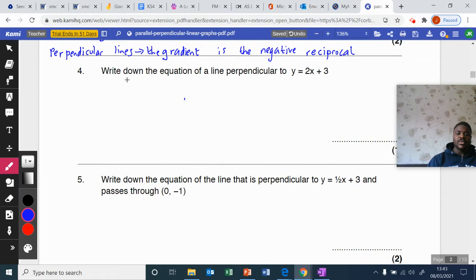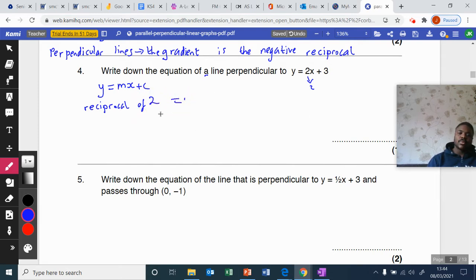So we want to write down the equation of a line perpendicular to y equals 2x plus 3. So we know our line is going to be of the form y equals mx plus c. And we see here that the gradient is equal to 2. We want to find the reciprocal of 2, first of all. The reciprocal of 2.